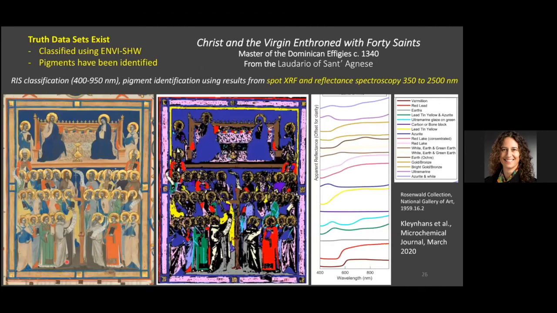Here is just one example of an illumination that we used in creating the truth dataset, namely Christ and the Virgin enthroned with 40 saints, painted by the Master of the Dominican Effigies, and it's from the Lidario of St. Agnes. The initial pigment identification was made with the original ENVI method, and spot XRF and FORS data was added to identify the more challenging pigments or mixtures. On the left is the true color image of the illumination. The middle is the ENVI class map, and on the right, the spectra of the identified pigments, as John has shown before. Next.